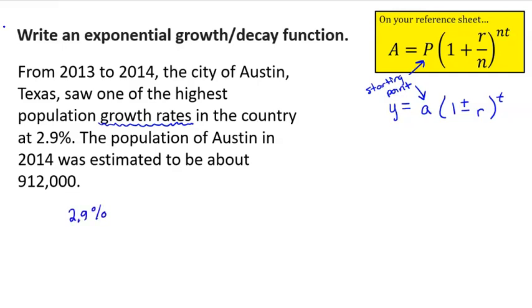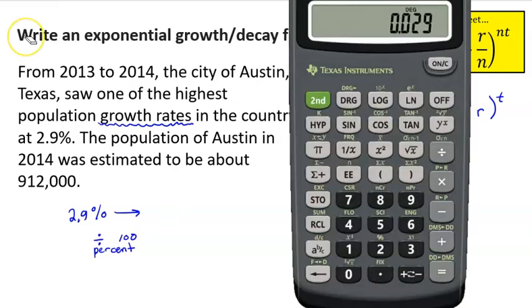And just like in my other video, 2.9%, we want to write it as a decimal. Percent means divide by 100. We can always put that in our calculator, so clear out my calculator. 2.9 divided by 100 equals, and then I get 0.029.